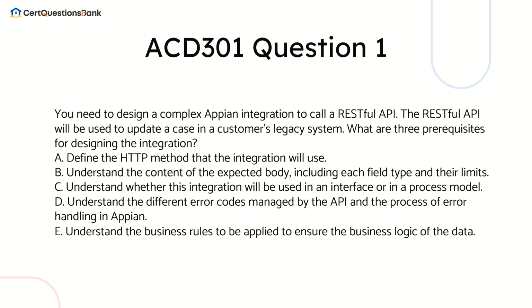A. Define the HTTP method that the integration will use. B. Understand the content of the expected body, including each field type and their limits. C. Understand whether this integration will be used in an interface or in a process model. D. Understand the different error codes managed by the API and the process of error handling in Appian.